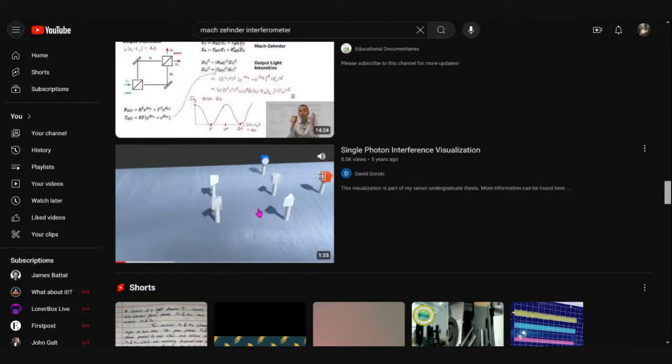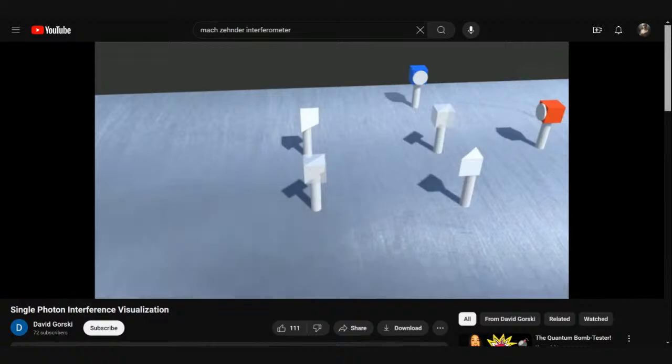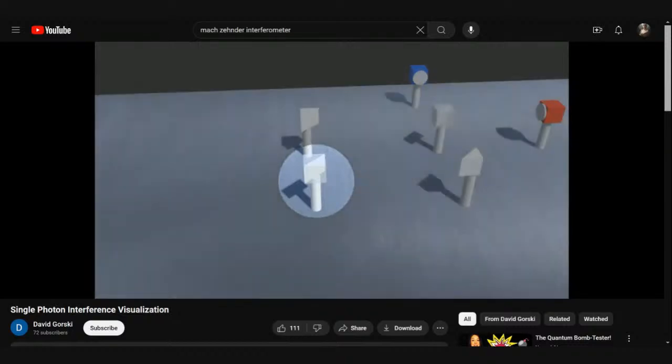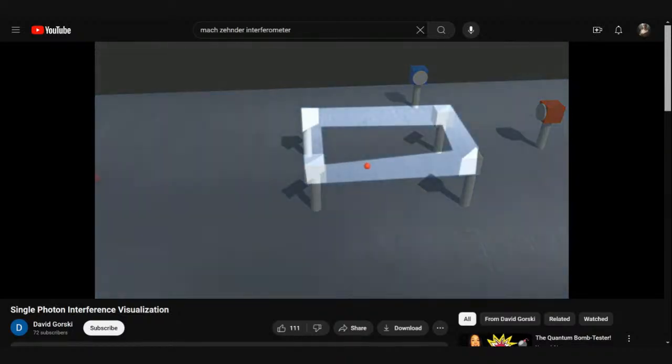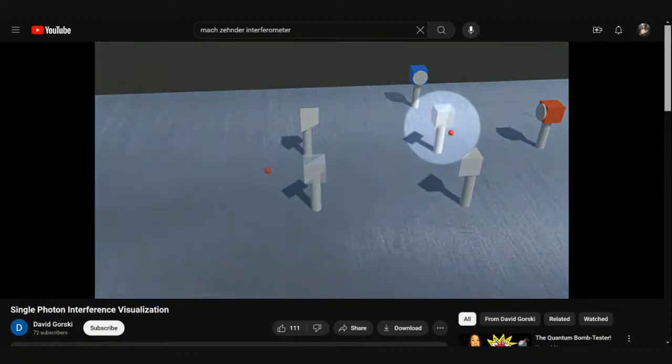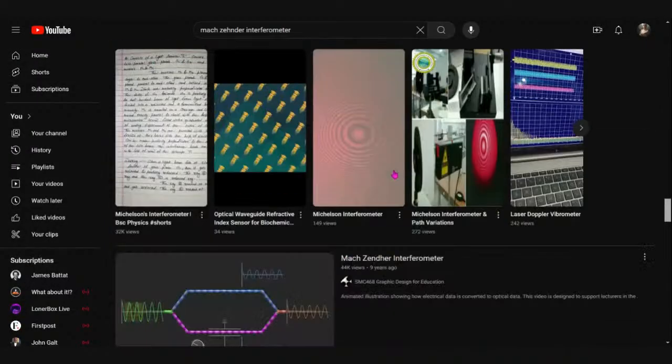This is a Mach-Zehnder interferometer. It consists of a half-silvered beam splitter where incoming light is split between two paths. These two paths then lead to another half-silvered beam splitter. Yeah, we saw this before. It made no sense.